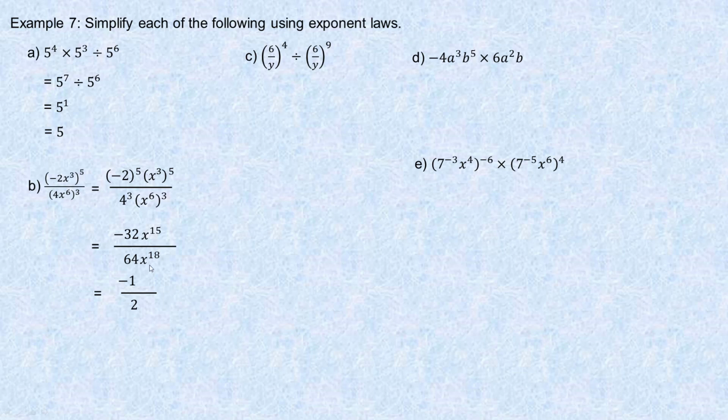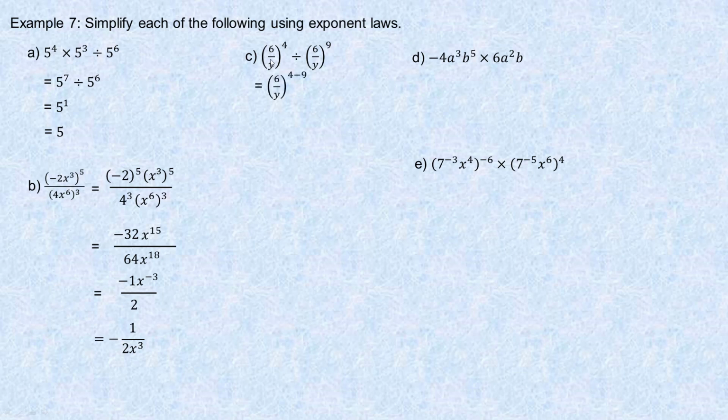We're dividing powers of the same base. So 15 minus 18 is negative 3. Has a negative exponent, and you generally are asked to write things with positive exponents only. So we would rewrite this as negative 1 over, and see this x to the negative 3 becomes x cubed in the denominator. So that's the simplest version of this.